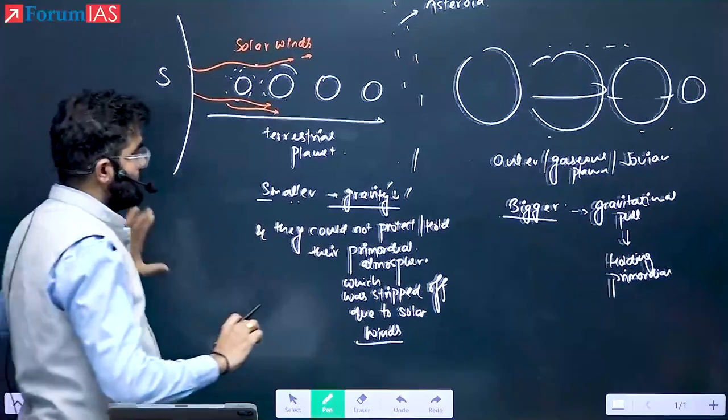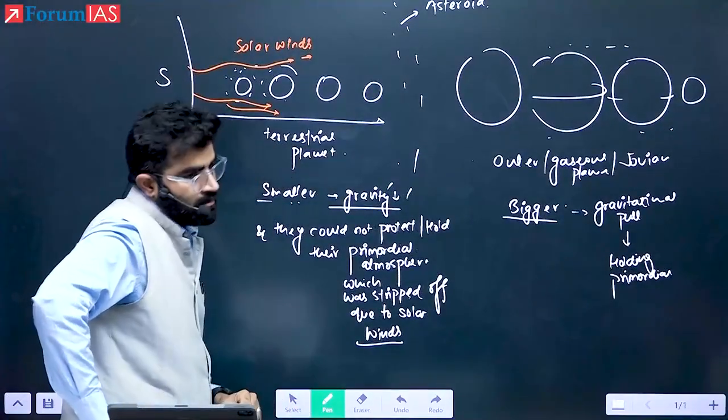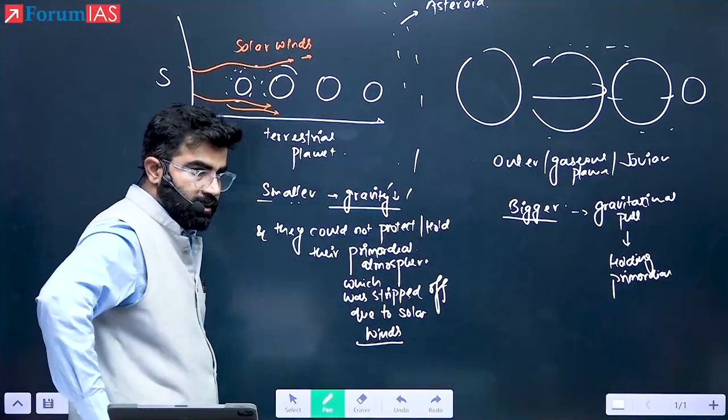Now the asteroid belt. So we call them gaseous because they have more gases, because Earth also has gases. Yes, they have more gases around. They have a crust.